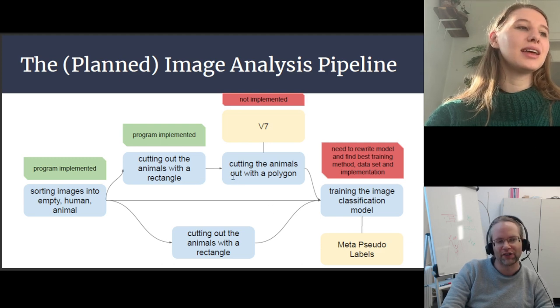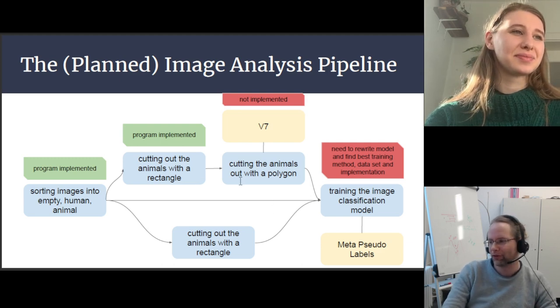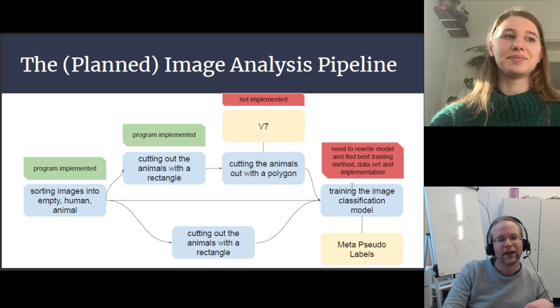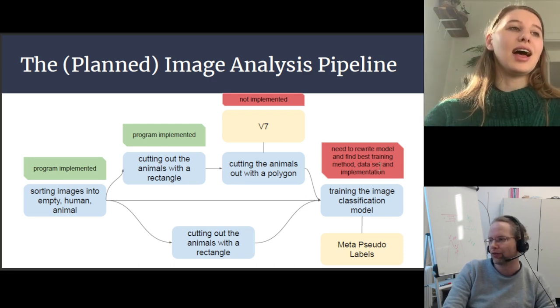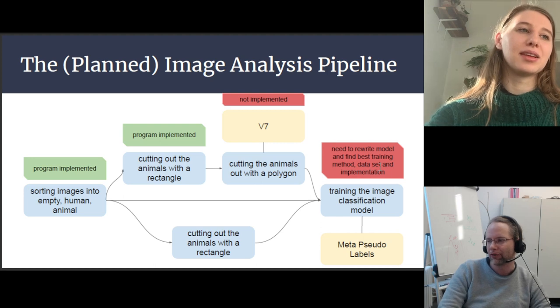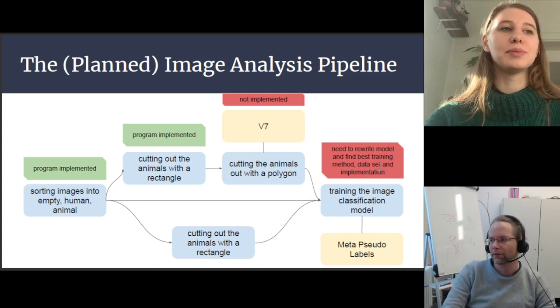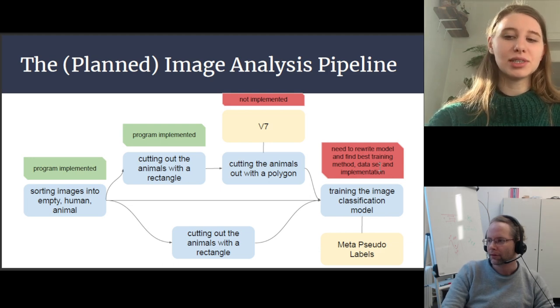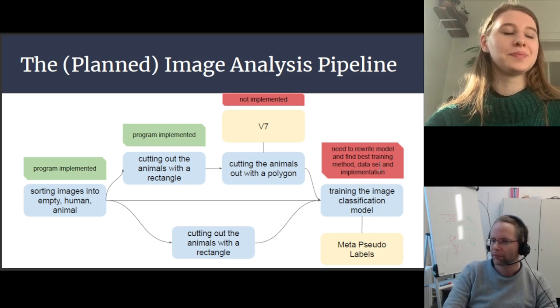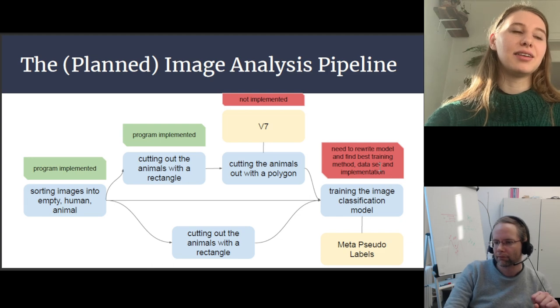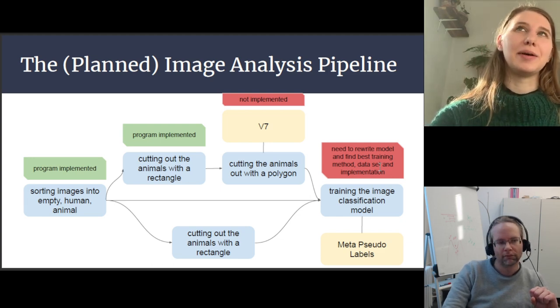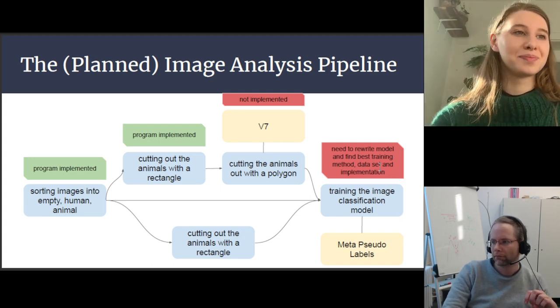The cutting out of the animals using the polygons, so as to remove all of the background, and then the next one is the classification, where you want to use these pseudo labels. Logistically, getting the MidUp pseudo labels running is the most important step, so that's what I'm currently working on. And the V7 is kind of a little cherry on top.